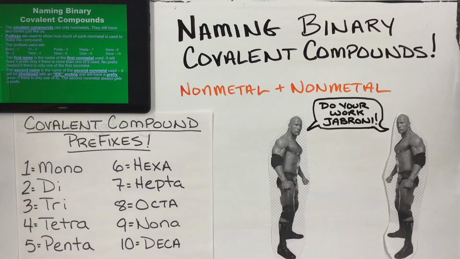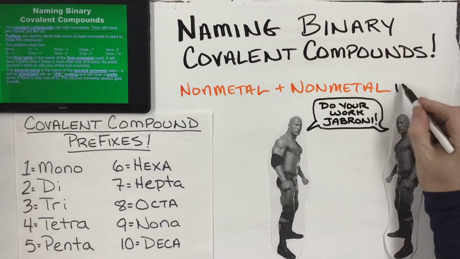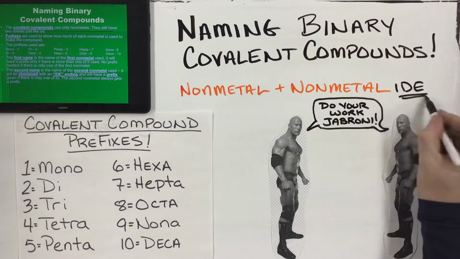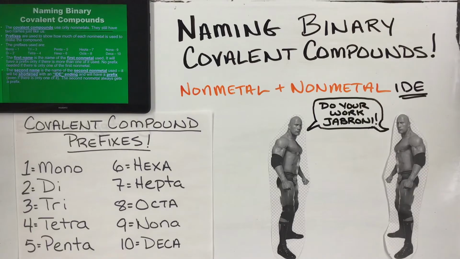And of course, we do borrow from the earlier rules where the second element is going to have the ide ending to it. So we're going to shorten up the name of the second nonmetal and add ide. This means the two of them are together. So if I say nitrogen dioxide, that ide means the nitrogen and the oxygen are together.